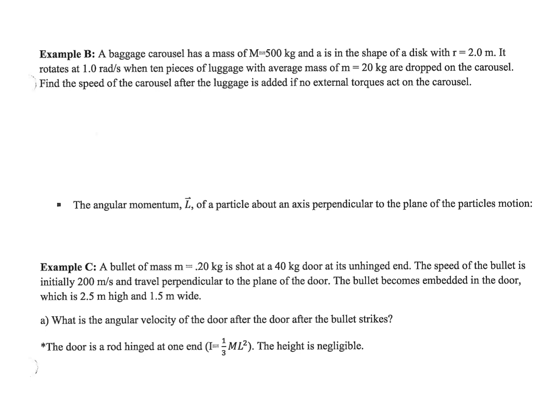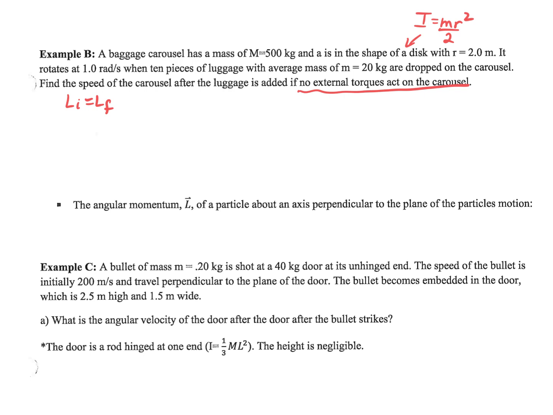Baggage carousel has a mass of 500 kilograms and is in the shape of a disc with a radius of 2 meters. Okay, so if we've got a disc, a disc has an inertia of mr squared, oh, disc, 1/2 mr squared, excuse me. All right, no external torques acting on the carousel. So we immediately know L initial equals L final. We should always write that down when we see that. All right.